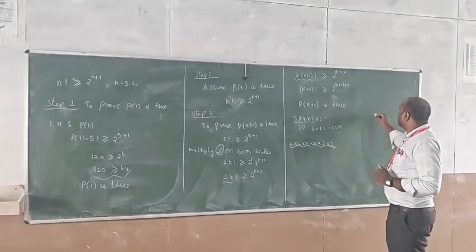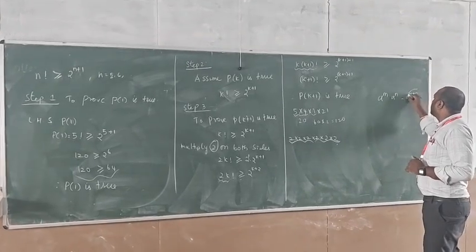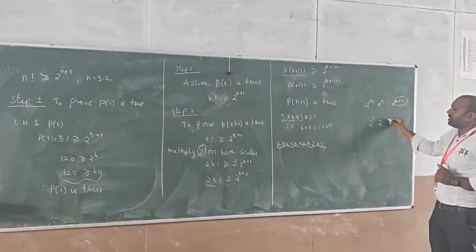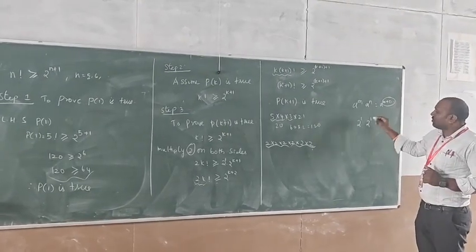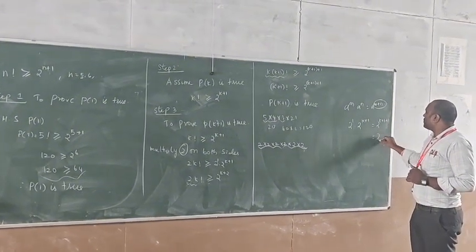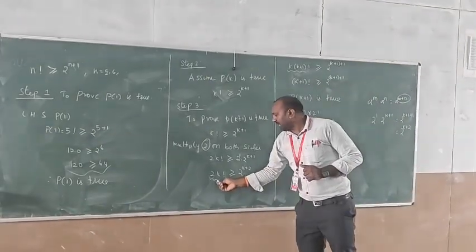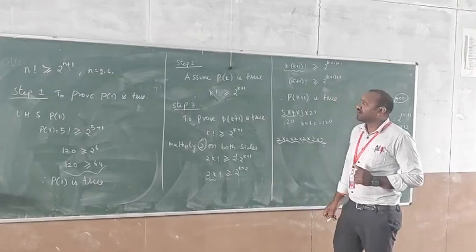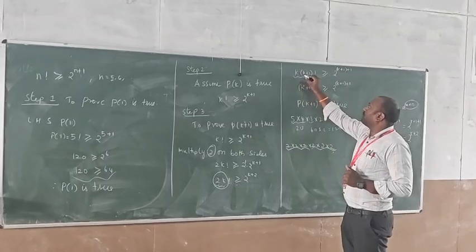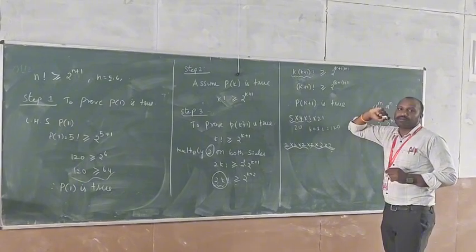Then a power m into a power n is equal to a power m plus n. So we apply this: 2 power 1 into 2 power k plus 1 is 2 power k plus 1 plus 1, that is 2 power k plus 2. So 2 into k factorial is greater than or equal to 2 power k plus 2. Then we rewrite it as 2 into k factorial is greater than or equal to 2 power k plus 1 plus 1.